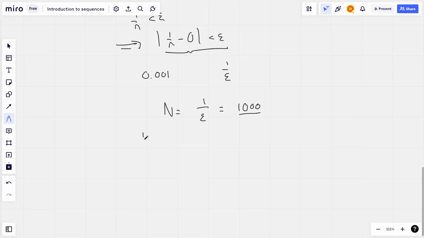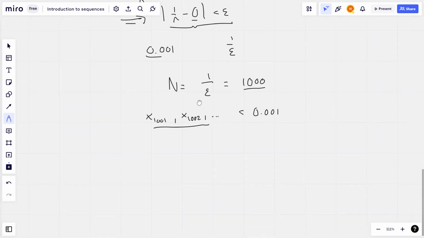So we have that x1001, x1002, and so on. These are all going to be less than 0.001, because we're basically saying that this is the distance away from 0, and this is how close we want to be. So we showed that for 1 over epsilon, every term after that is going to be this close to it. Okay.